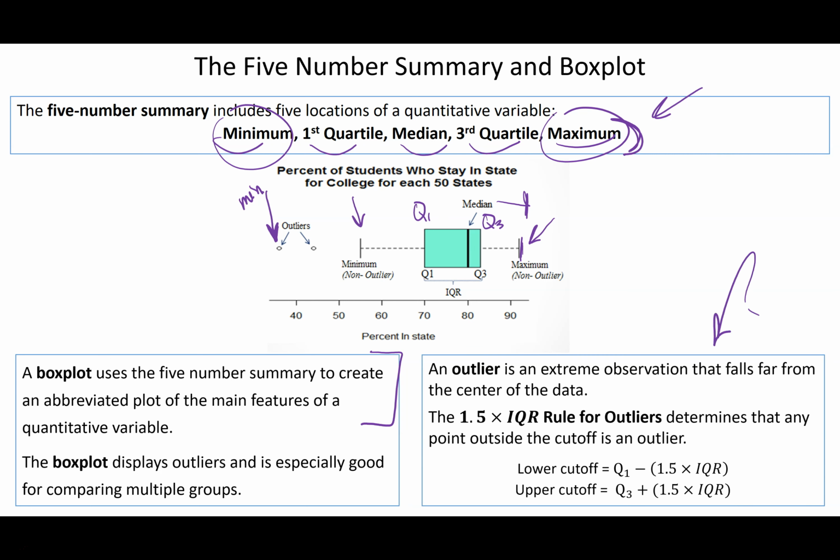And how we define outliers, we're going to use this 1.5 times IQR rule. If we take 1.5 times the IQR and subtract it from the first quartile, any value lower than that is going to be a low outlier. If we take 1.5 times IQR and add it to the third quartile, any point above it is going to be an outlier. So we're going to take a somewhat basic example and calculate the outliers as well as draw the box plot.